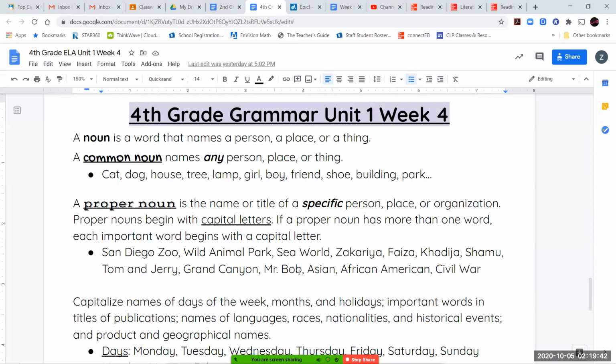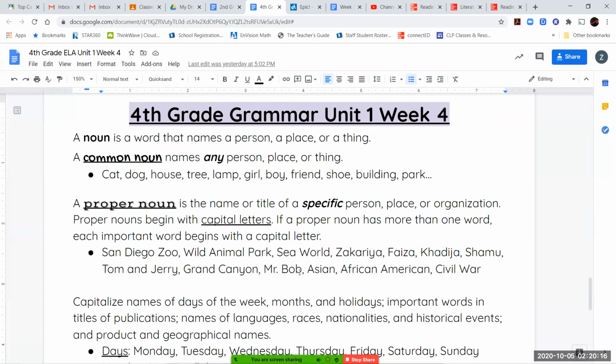Now a common noun names any person, place, or thing. So if I say cat or dog or tree or friend or building, all of these tell me a noun, right? Some person, place, or thing, but it doesn't tell me specifically which one. It could be anyone. Now, a proper noun is the name or a title of a specific person, place, or thing. So instead of saying the park, I can say the Wild Animal Park. Instead of saying the zoo, I can say San Diego Zoo.